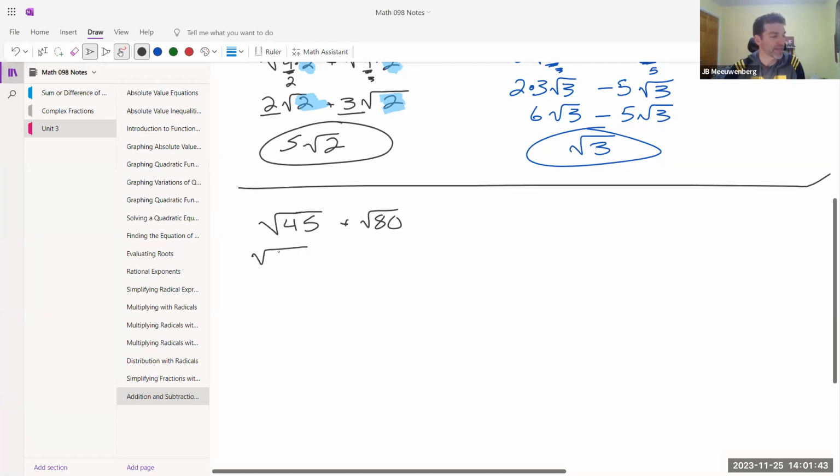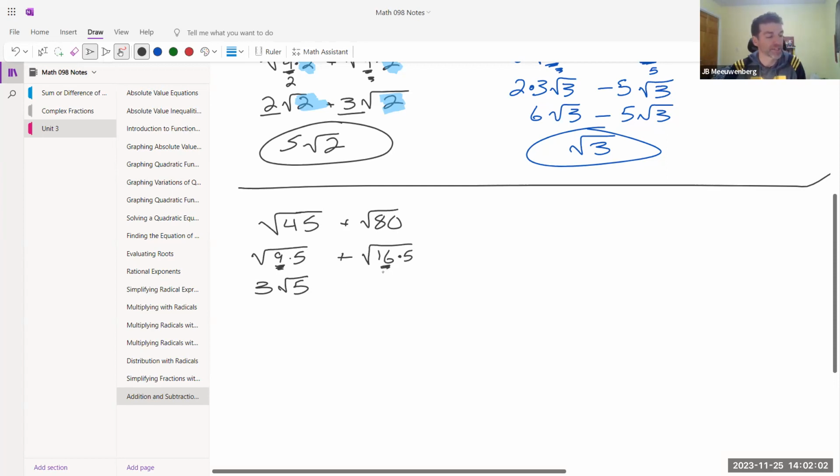45 is 9 times 5. Square root of 9 is 3, so we can bring that out front. Now 3 radical 5 plus radical 80. Do you remember what perfect square is inside 80? Hopefully you came up with 16 times 5.